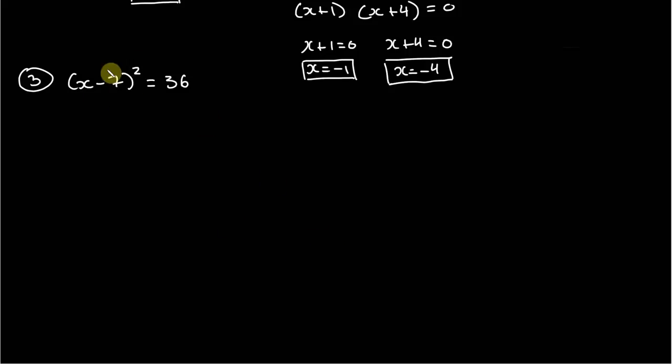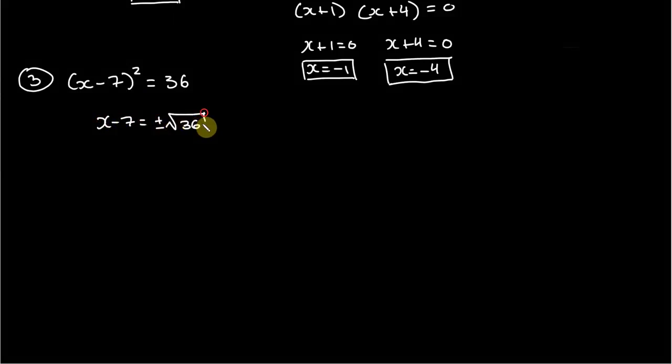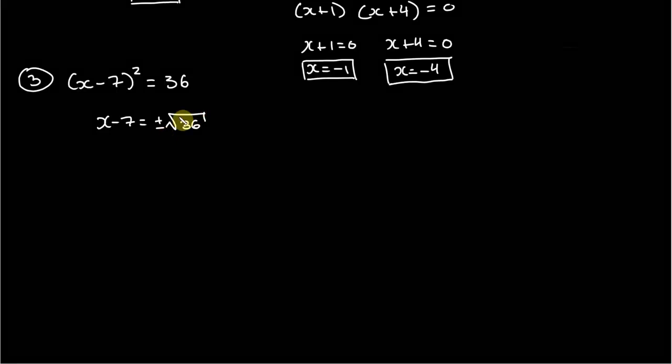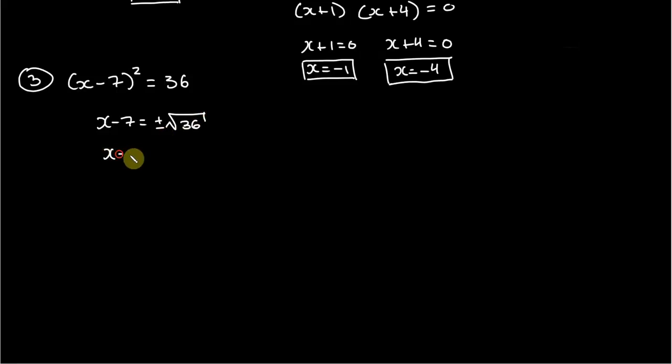Well, the first thing that we can do here is take the square root of both sides, because we want to cancel this out. We're solving for x. So we can take the square root of both sides. That's going to leave us with x minus 7 equals plus or minus the square root of 36. 36 is of course a perfect square, so we're going to have x minus 7 equals plus or minus 6.